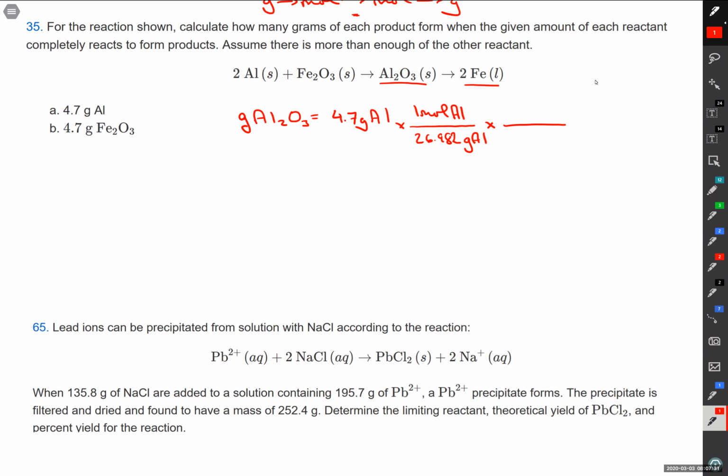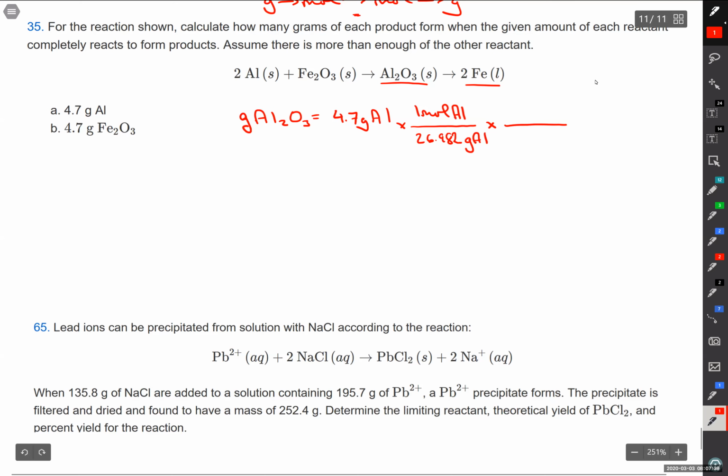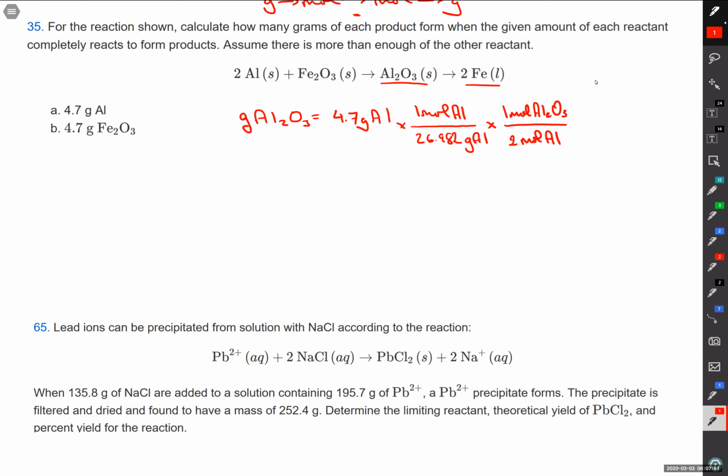I'm going to do the first product, then I'll do the second product. So it's 1 to 2. All right. So it's 1 mole of aluminum oxide for every 2 moles of aluminum, like that. So if you're looking at where we're at, grams of aluminum have canceled, moles of aluminum have canceled, and then I have moles of aluminum oxide.